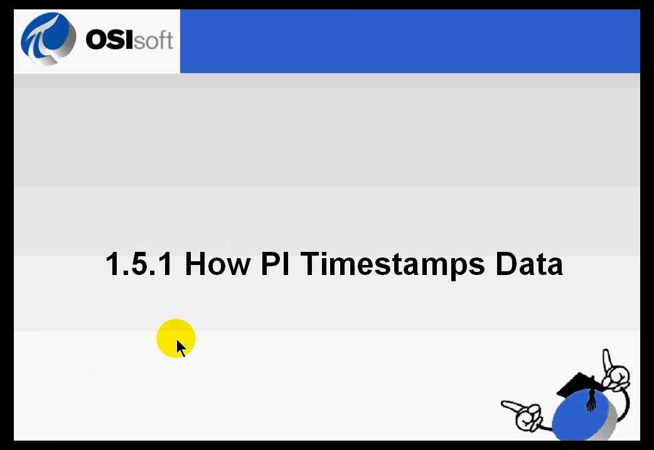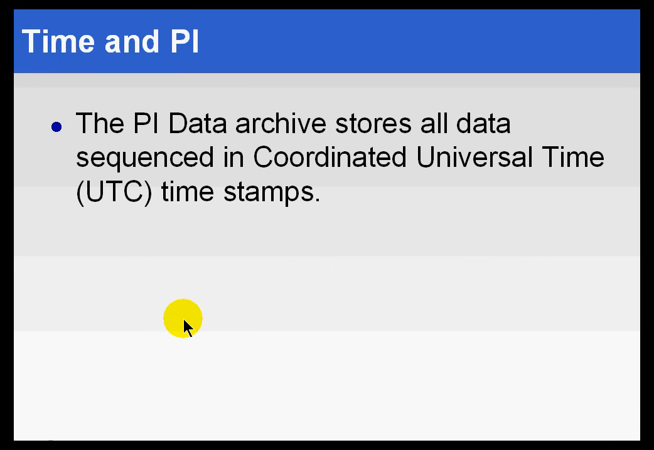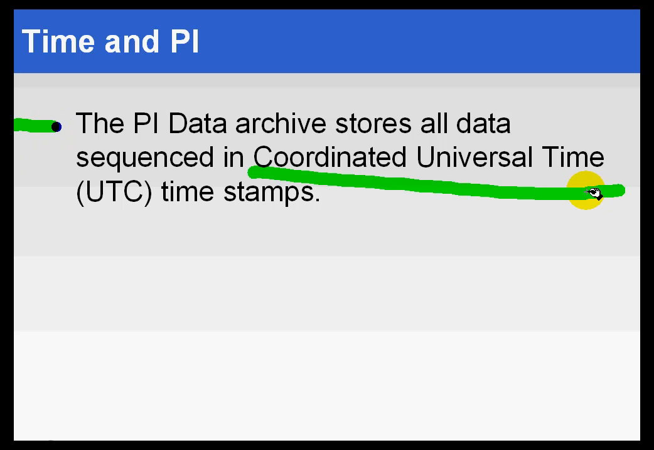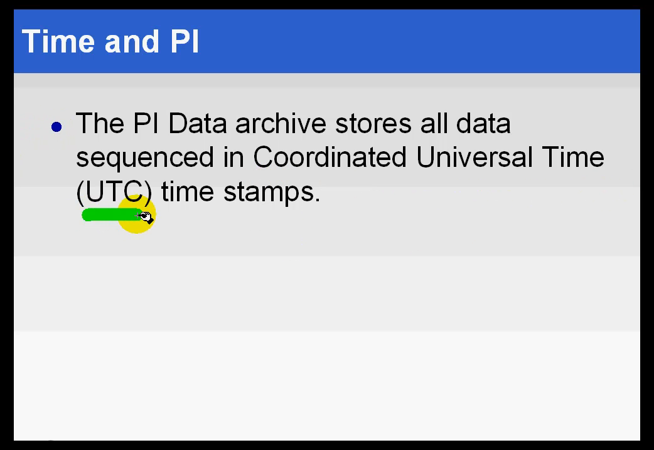So the first topic is how we actually store data on the server. And the first point I should make about that is we archive the data using Coordinated Universal Time, abbreviated UTC, because of the French spelling of that term. UTC is what some people refer to as, or used to call, Greenwich Standard Time. It's basically a universal time that doesn't observe time zones.